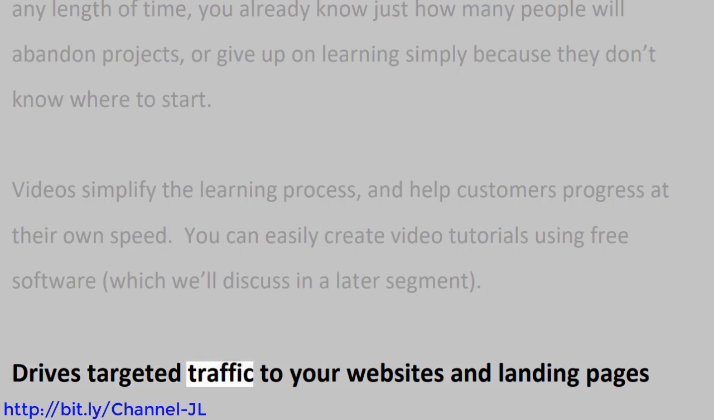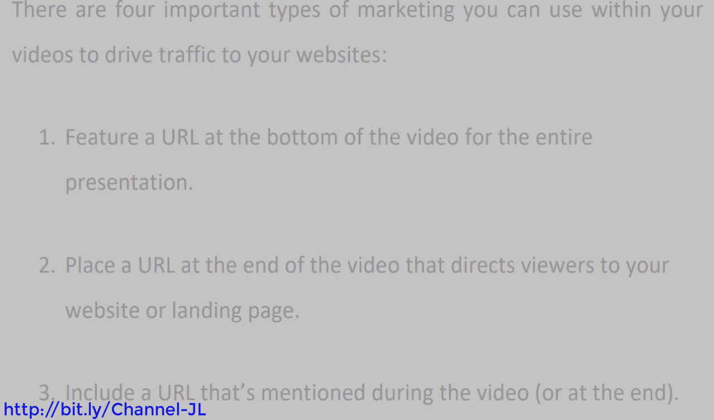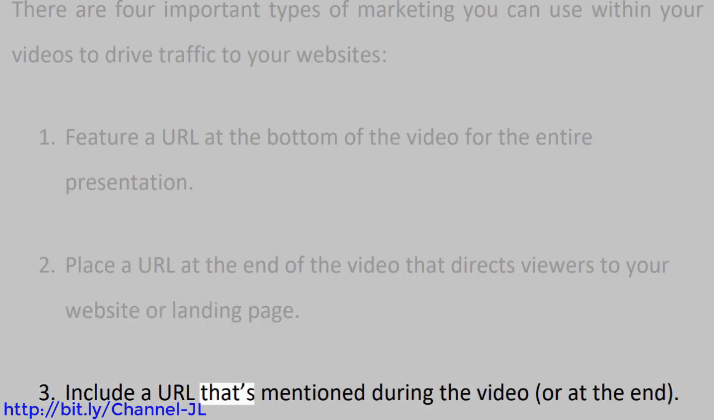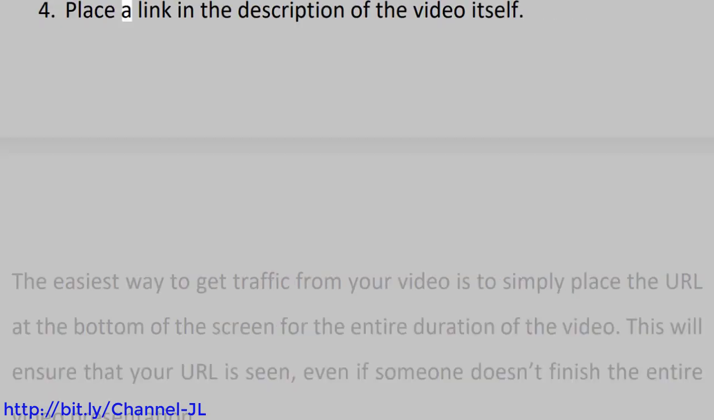Drives targeted traffic to your websites and landing pages. There are 4 important types of marketing you can use within your videos to drive traffic to your websites. 1. Feature a URL at the bottom of the video for the entire presentation. 2. Place a URL at the end of the video that directs viewers to your website or landing page. 3. Include a URL that's mentioned during the video or at the end. 4. Place a link in the description of the video itself.